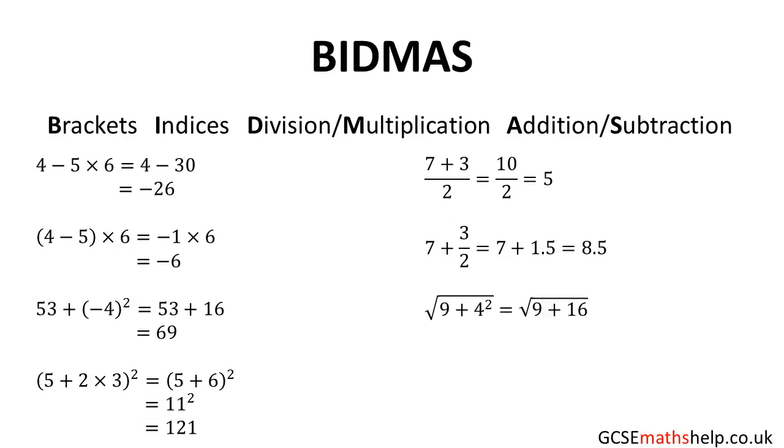A square root is another symbol which does a similar thing. You have to take the square root of everything inside the square root. So here you have to do that first, and in order to do it we have to do the index before we then add. So we get the 16, add it to the 9, and then take the square root. At this stage, have a look at section A on the worksheet.